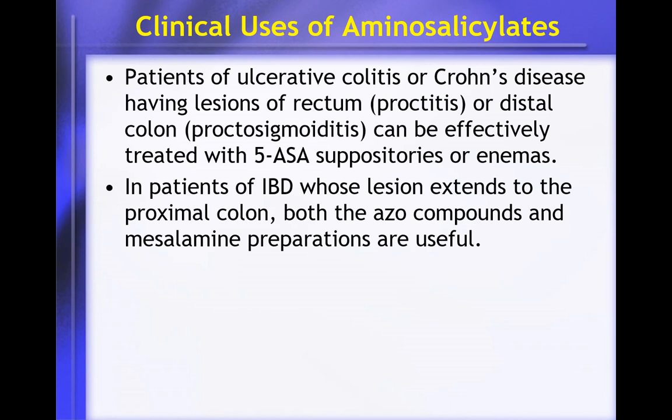The patients of ulcerative colitis or Crohn's disease having lesions of the rectum, meaning proctitis, or distal colon, meaning proctosigmoiditis, can be effectively treated with 5-aminosalicylic acid suppositories or enemas. In patients with inflammatory bowel disease whose lesion extends to the proximal colon, both of these drug classes, azo compounds and mesalamine preparations, are useful.